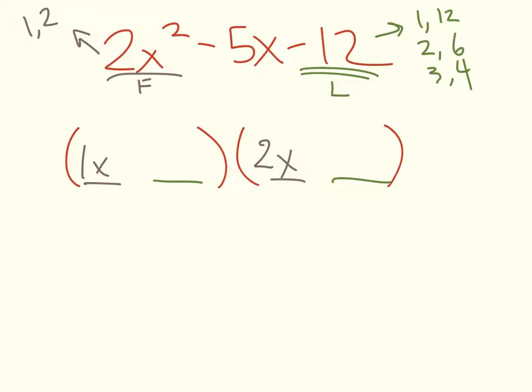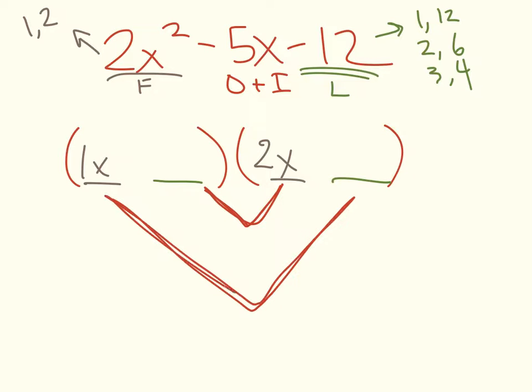And the way that we decide which one we want comes from O plus I. The I part would be those two multiplied together. So these two are O and I. This is the I part, this is the L part. We're going to add them together and hopefully get negative 5x.